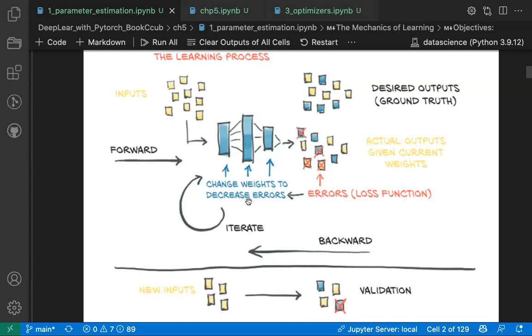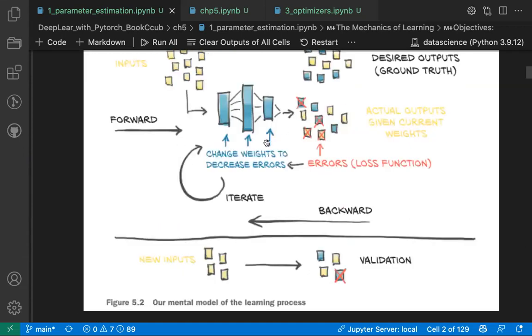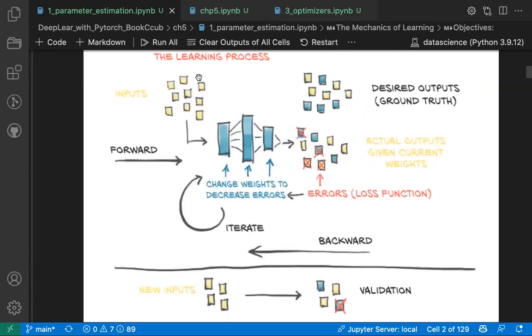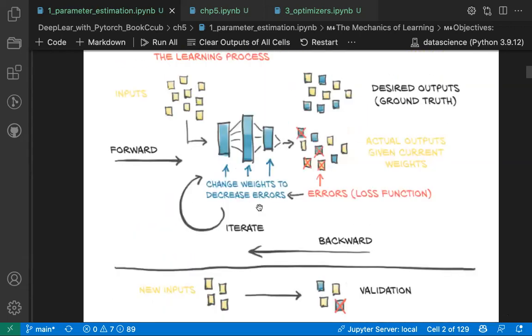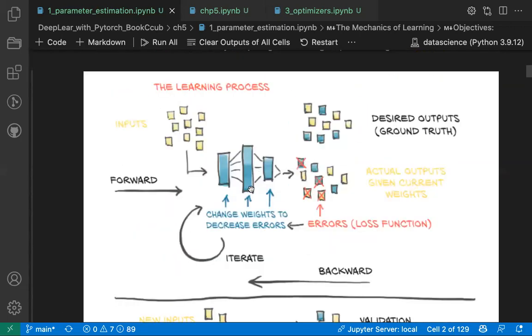And after you finish this training, you may not train on all your data. You can divide your data: this is the training data, this is the validation data, some stuff like that. So this is the mental model of how learning works.